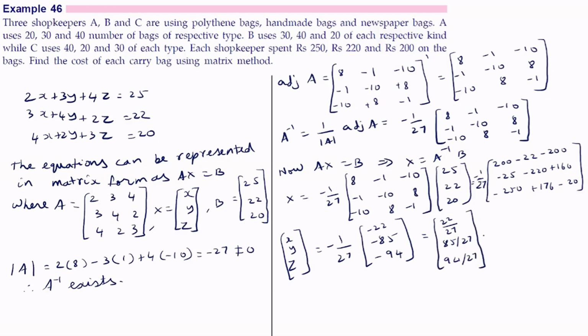So from this we get x. We have taken x, y and z as the cost of polythene bag, handmade bag and newspaper bag. So we got the values of x, y and z. So x is equal to rupees 22 by 27, y is equal to rupees 85 by 27 and z is equal to rupees 94 by 27. So these are the values of x, y and z.